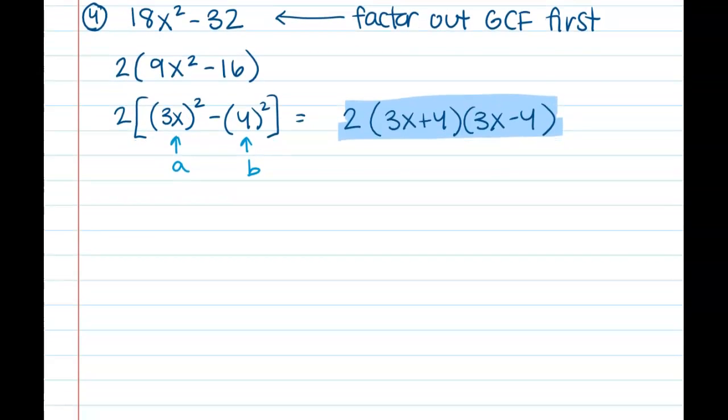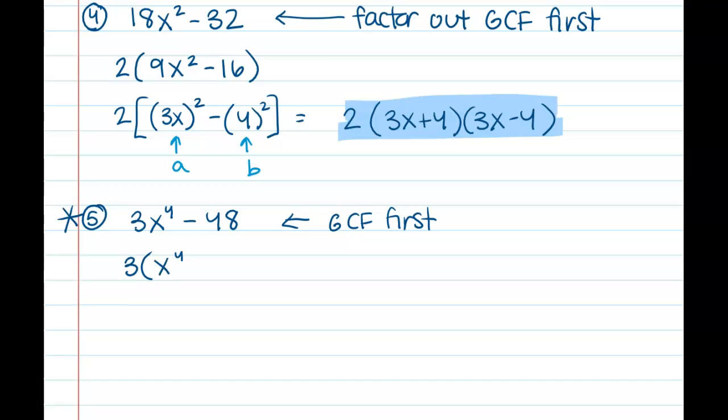The last one I'm going to show you is a little more complicated, actually a lot more complicated. And usually they won't be this challenging, but I wanted to show you one. So let's look at 3x to the fourth minus 48. So we'll do GCF first. The GCF here is 3. So we have 3 times x to the fourth minus 16.